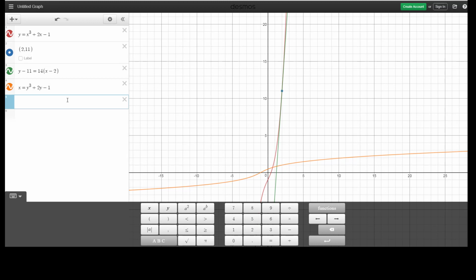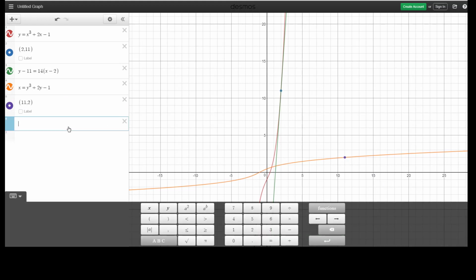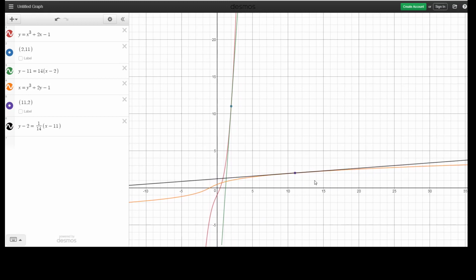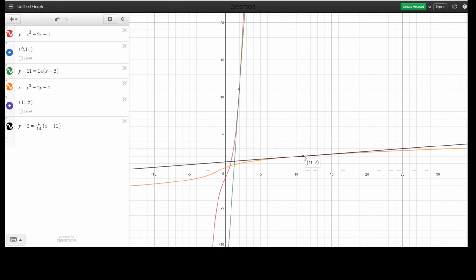And what did we say? We said at the point, first of all, the point 11, 2 should be on there. Yes, it is, the purple point. And that the slope of that line should be 1 divided by 14. So let's again use point slope form to write the equation of the line. So y minus 2 equals 1/14 times x minus x1, which would be 11. There we go. So we have the tangent line at the point 11, 2 and 2, 11.